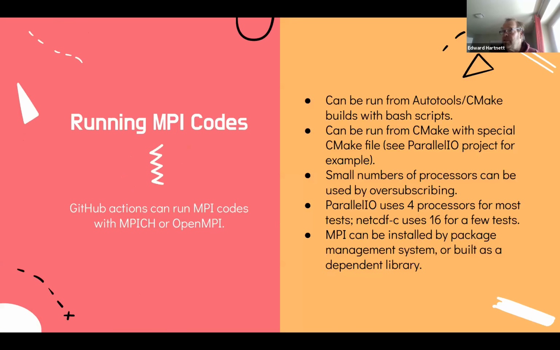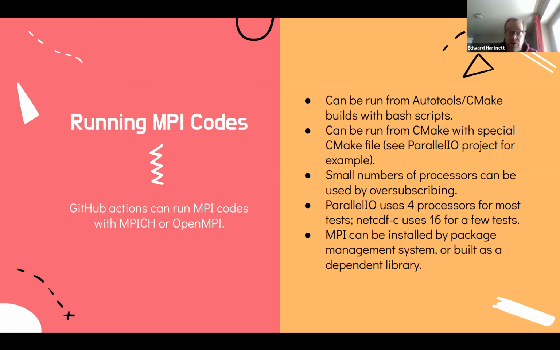Another problem with science codes, with all the example codes and many others, is you often have parallel codes, parallel I/O codes that use MPI. And how do you run those? When you're using either AutoTools or CMake, you can use a kind of run test script, which you build, and it runs it using MPI. With the Parallel I/O project, we have some special CMake functions, which allow you to run tests with mpiexec.